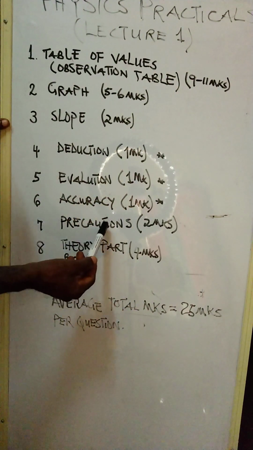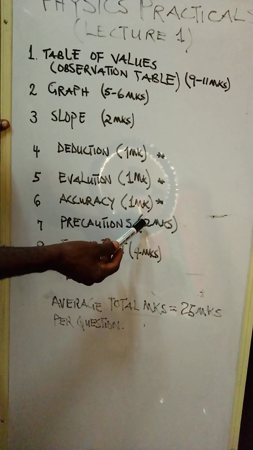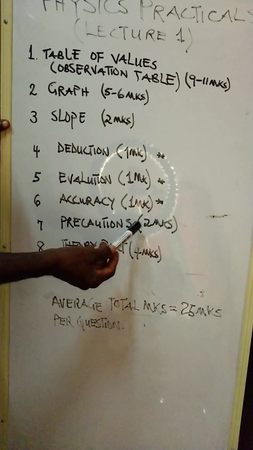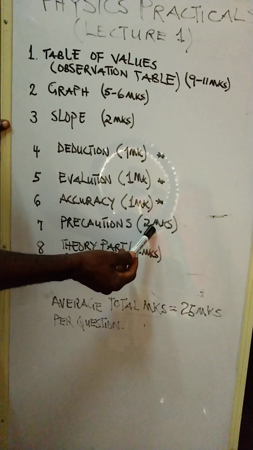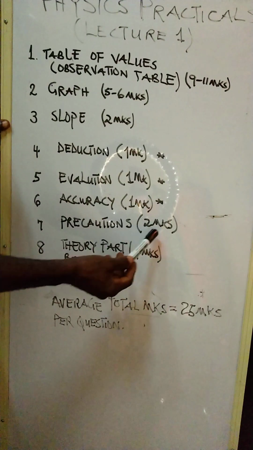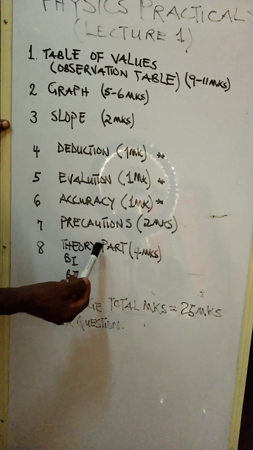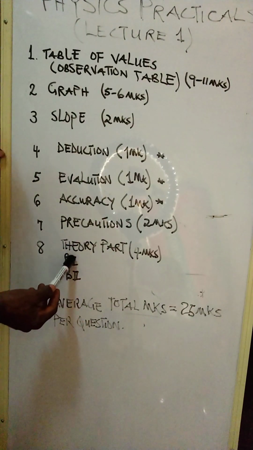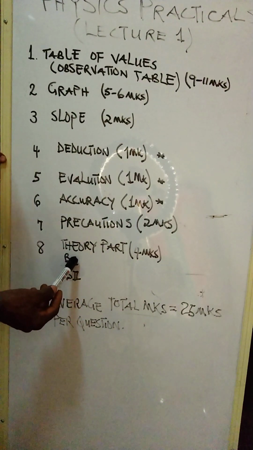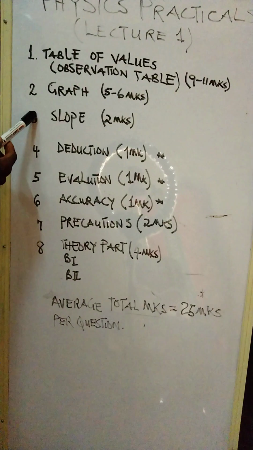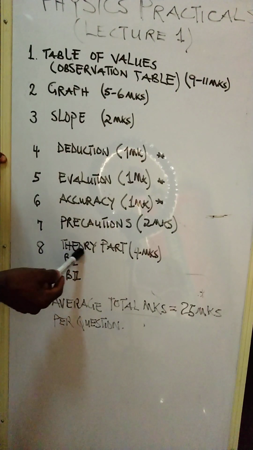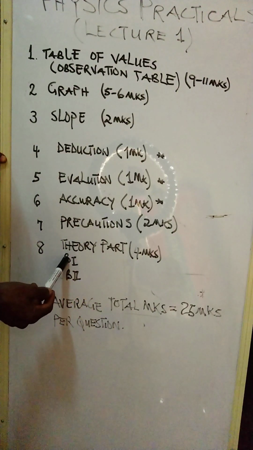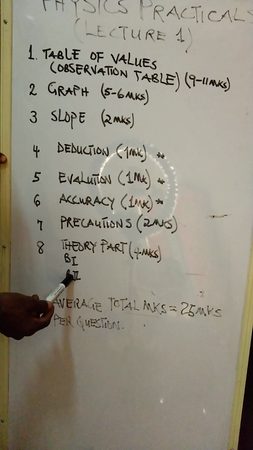Then precautions. It's a compulsory task. You must state 2 precautions, and then each precaution is 1 mark. 2 precautions will be 2 marks. Then we have theory part. The examiners will always want to test your theoretical knowledge of the practical question you are attempting. So the theory part is made up of B part 1 and then B part 2. Each of them 2 marks.